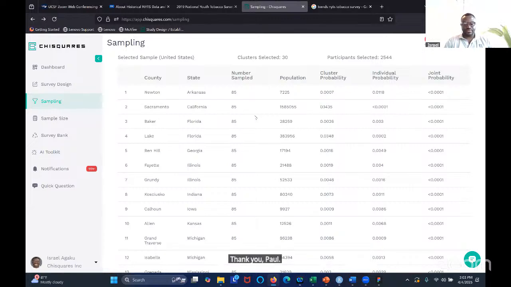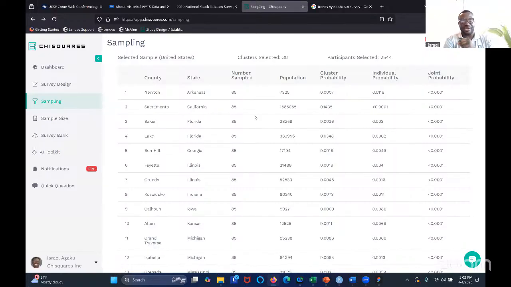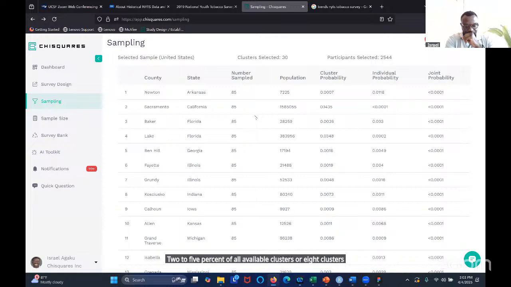Yeah, true. I saw one in the chat. Let me read it. 65% of all available clusters or 8 clusters. Under what conditions do this apply? Sorry, can you repeat that question again? 2 to 5% of all available clusters or 8 clusters. Under what conditions do this apply?